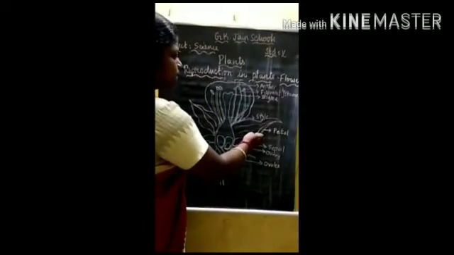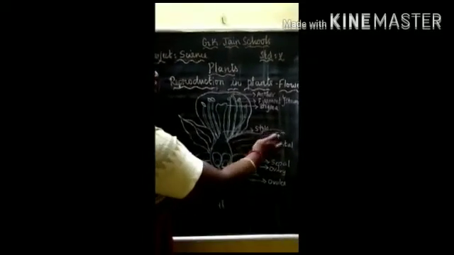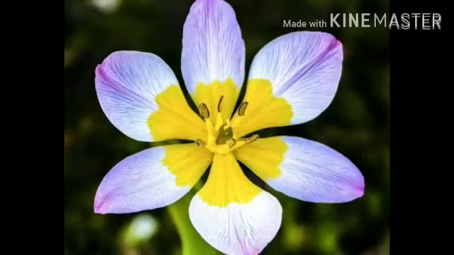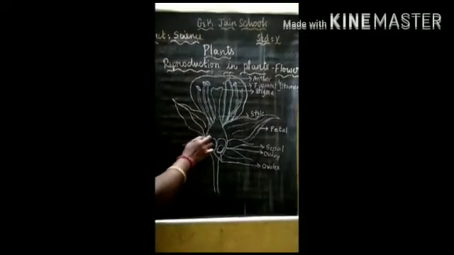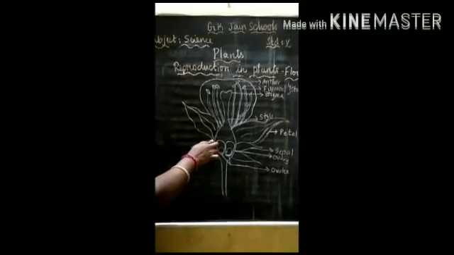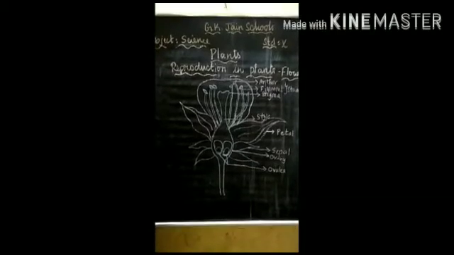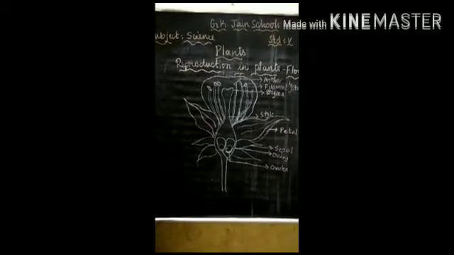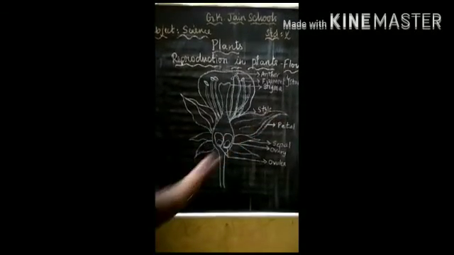The next part is the petal. Can you see here children? These are the petals. Often they are colorful because they attract the insects, so that the reproduction takes place. Okay children, so these are the petals. Can you see here? It may be in any color: pink, purple, green, yellow, red. So many colors. The petals are in many colors.